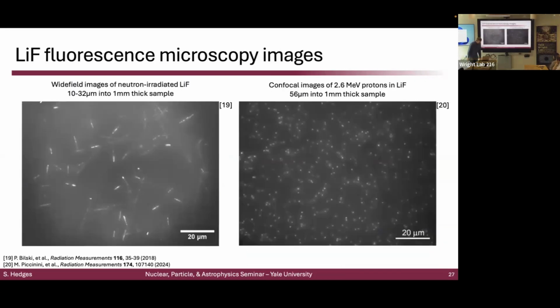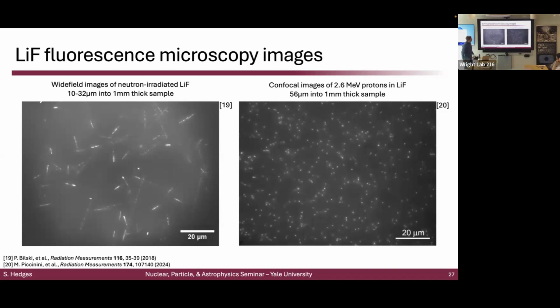So people have done this to look for color centers in lithium fluoride. On the left here, this is an image taken with wide field fluorescence microscopy. On the right, this is using confocal microscopy. And you can see these tracks here. It's a little bit blurry on the TV screen, but this is after exposing it to thermal neutrons. So you get some of these back-to-back captures like you can see here.